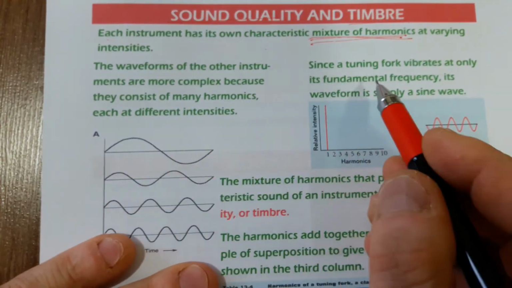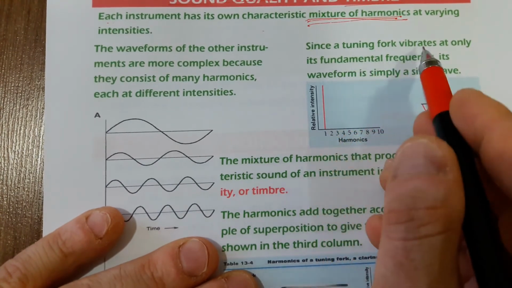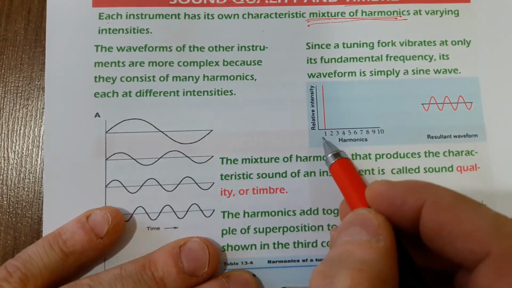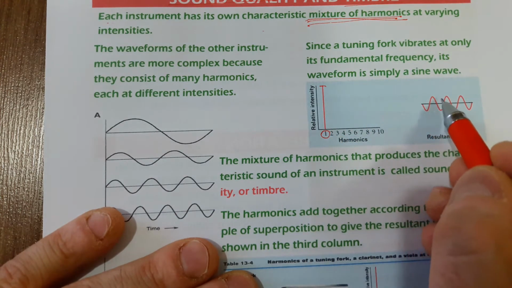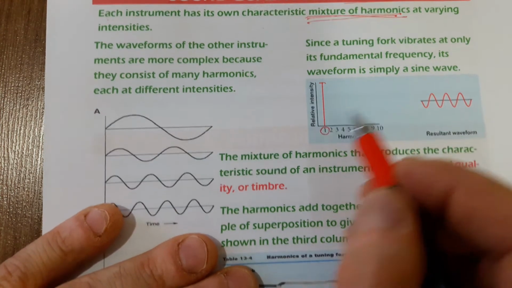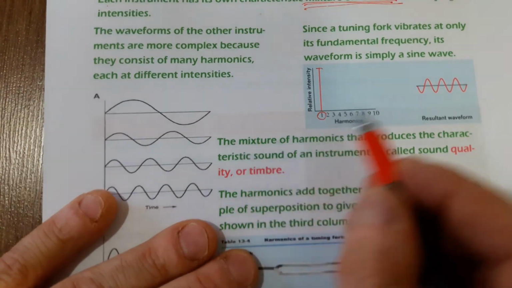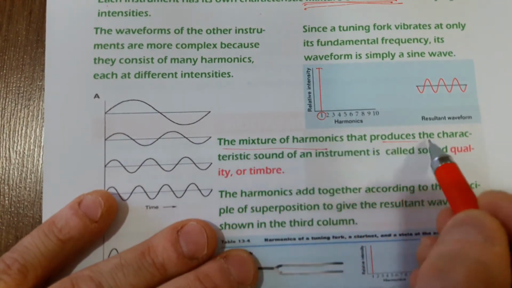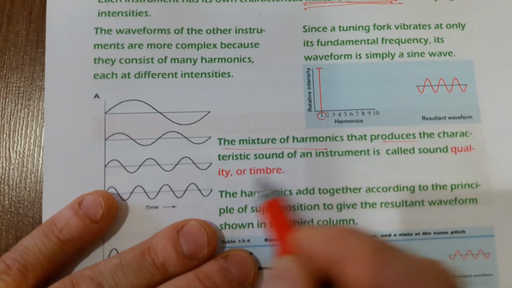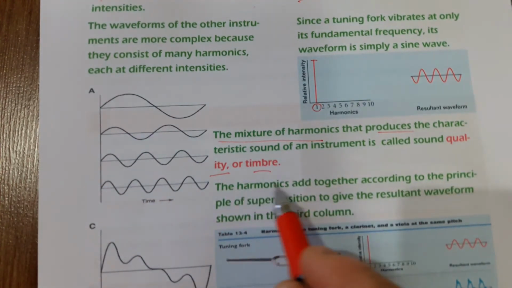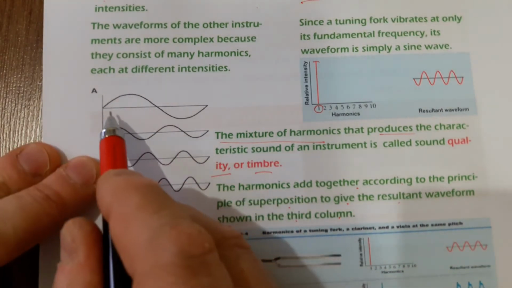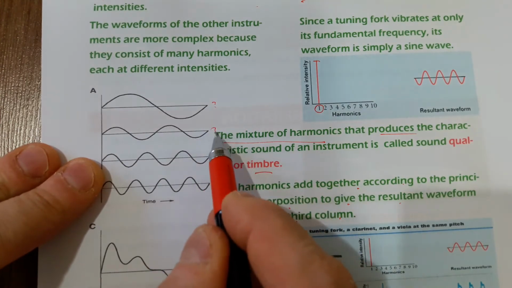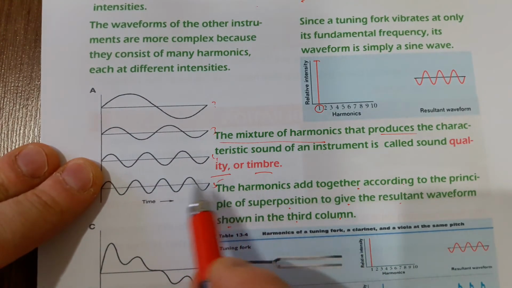So, for example, a tuning fork vibrates only at its fundamental frequency. As you see, it is F1 at just one intensity. For that reason, its waveform is very simple. However, other instruments are not so simple. The mixture of the harmonics that produces the characteristic sound of the instrument is called sound quality or timbre. The harmonics add together according to the principle of superposition to give the resultant waveform shown in the third column. Now look at here. This is the second harmonic, this is the third harmonic, this is the fourth harmonic, this is the fifth harmonic.